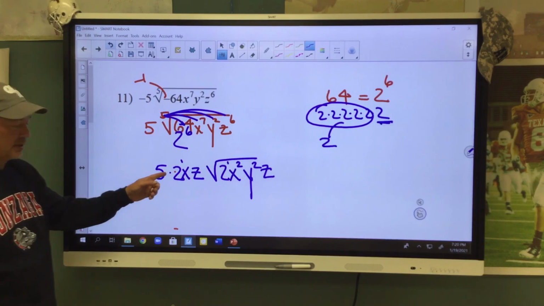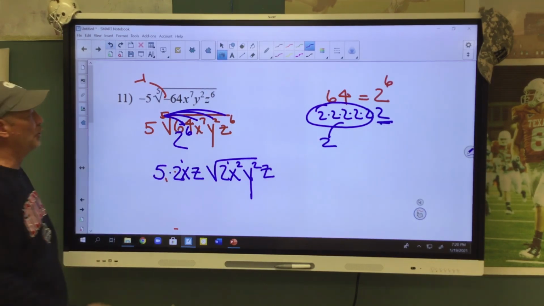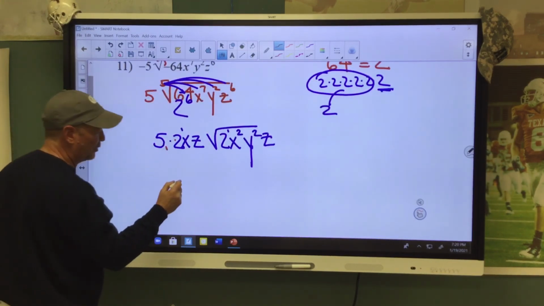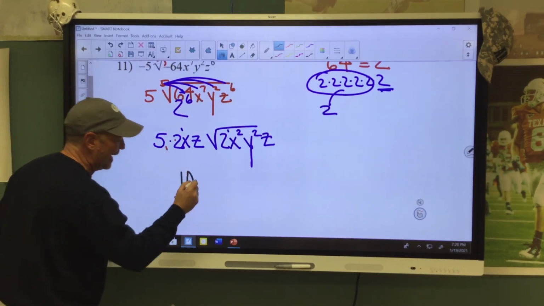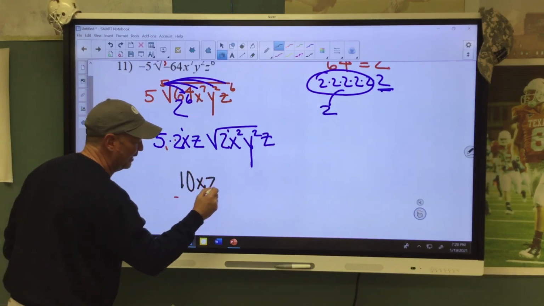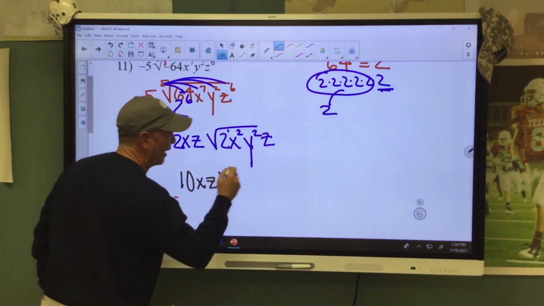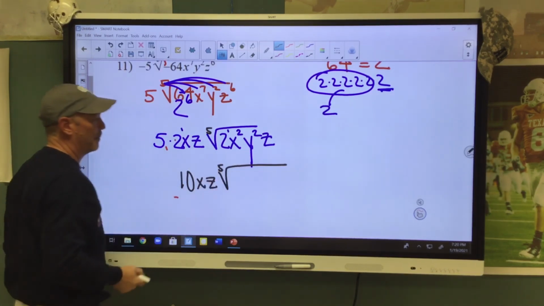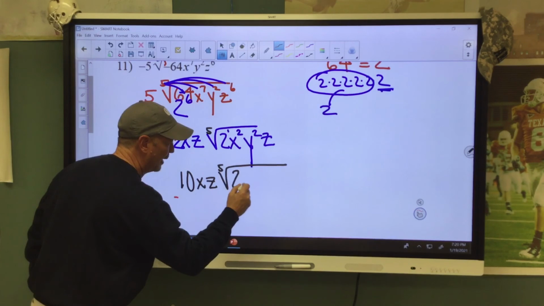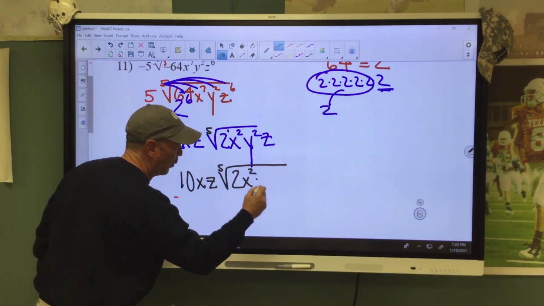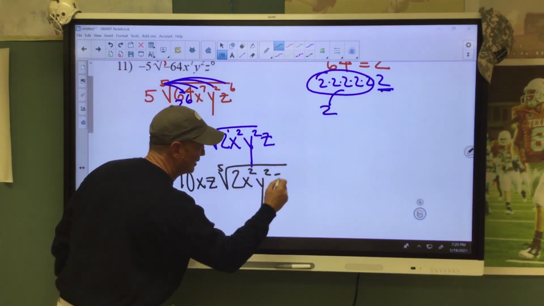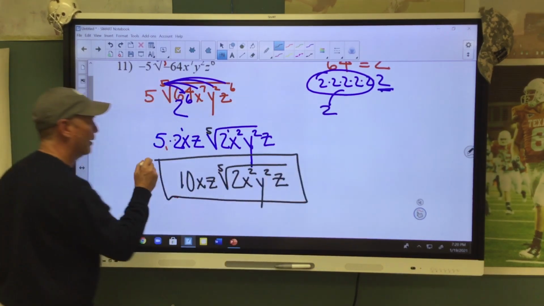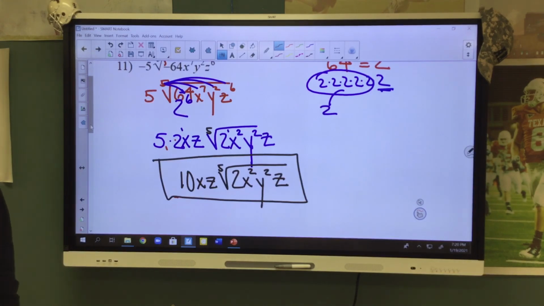Now, we're going to multiply because it said multiply. So 5 times 2, my final answer. 5 times 2 is 10. X, Z, and then we have, please don't forget this. You're using the 5th root. Always put your little root in there. 2x squared, y squared, z to the 1st power. There is your final answer when you simplify that radical.